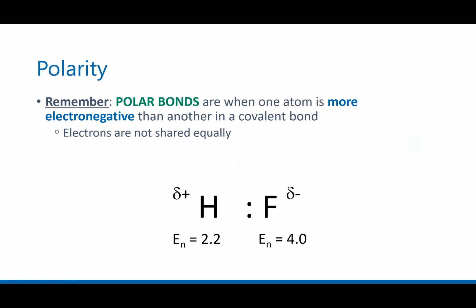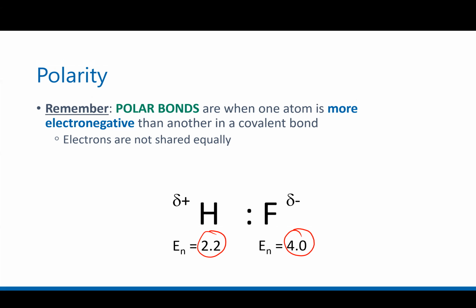So a polar bond is when one atom is more electronegative than the other atoms in a covalent bond. Now, these numbers you do not need to memorize. If you recall, the periodic table has a lot of information. So let me open up the periodic table to show you. Oh, it was already open. That's convenient. Let me just share that with you. Share my new screen.